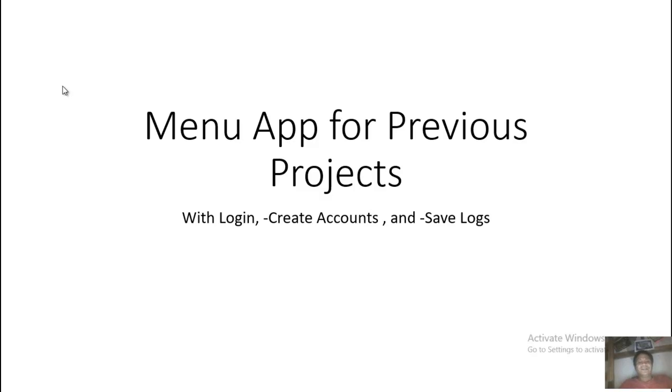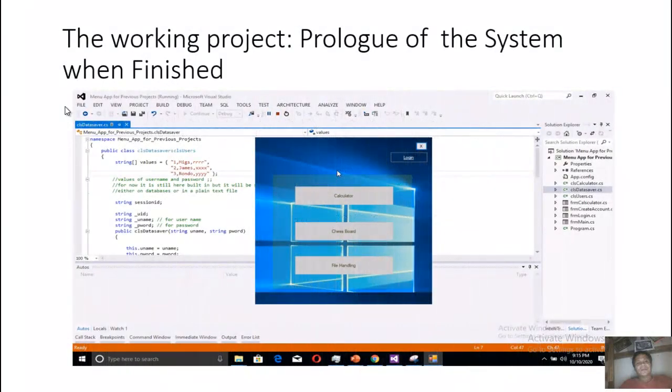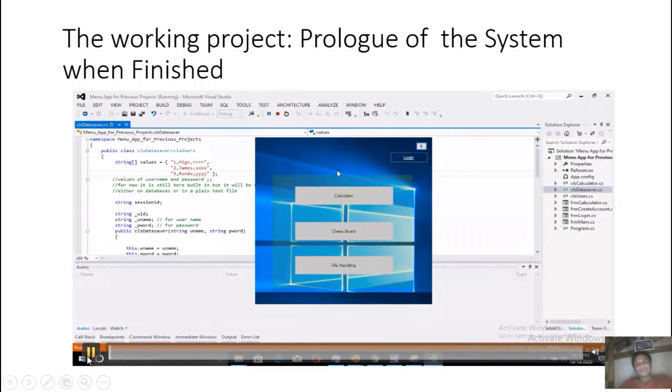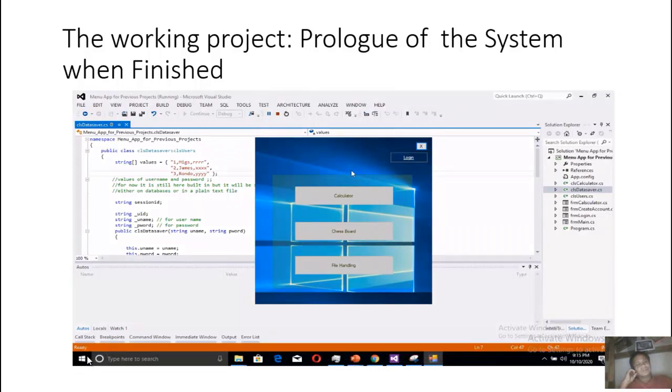What we have here today is the login operation for our Mino app for previous projects. We have here the working project, a prologue of the system when finished. The program is now running. The initial state of the models are inactive except the login and symbol. In order to activate these models, we have to log in first.